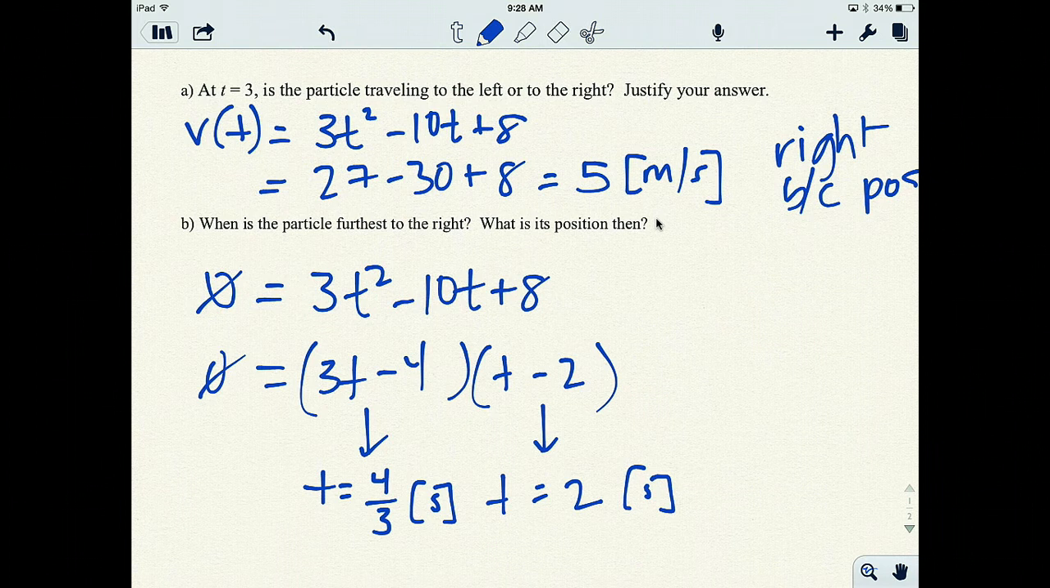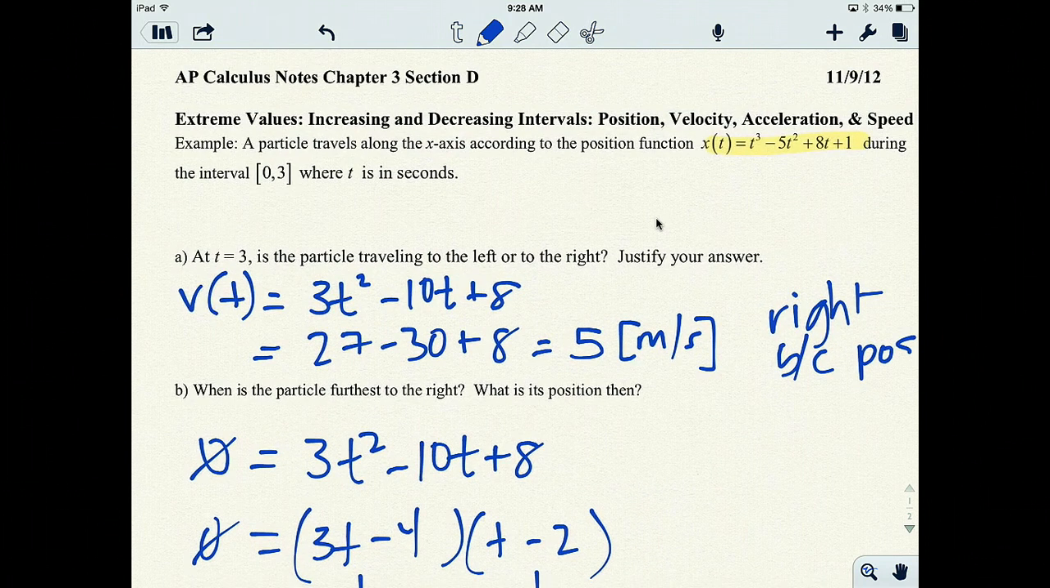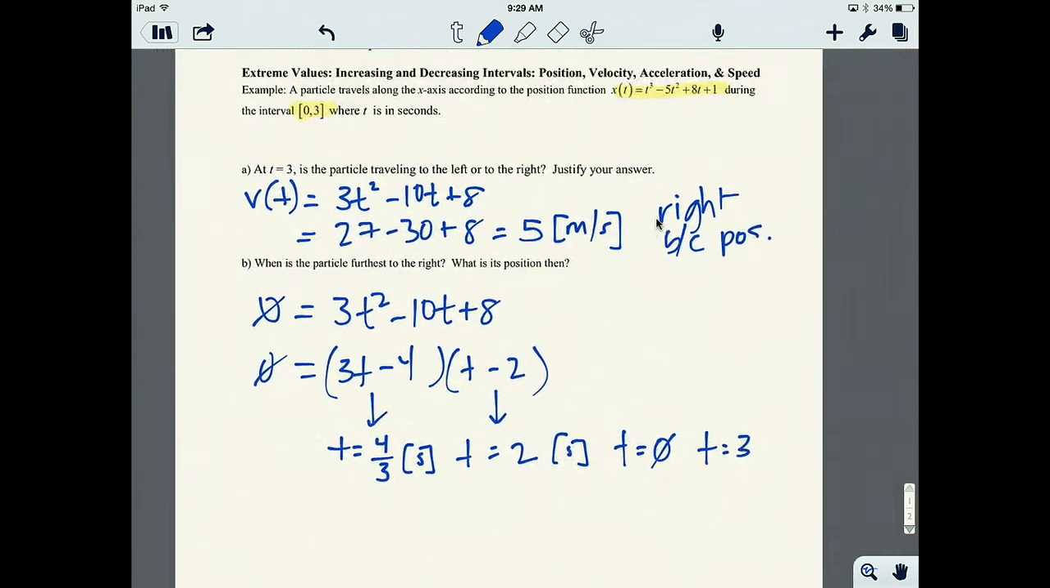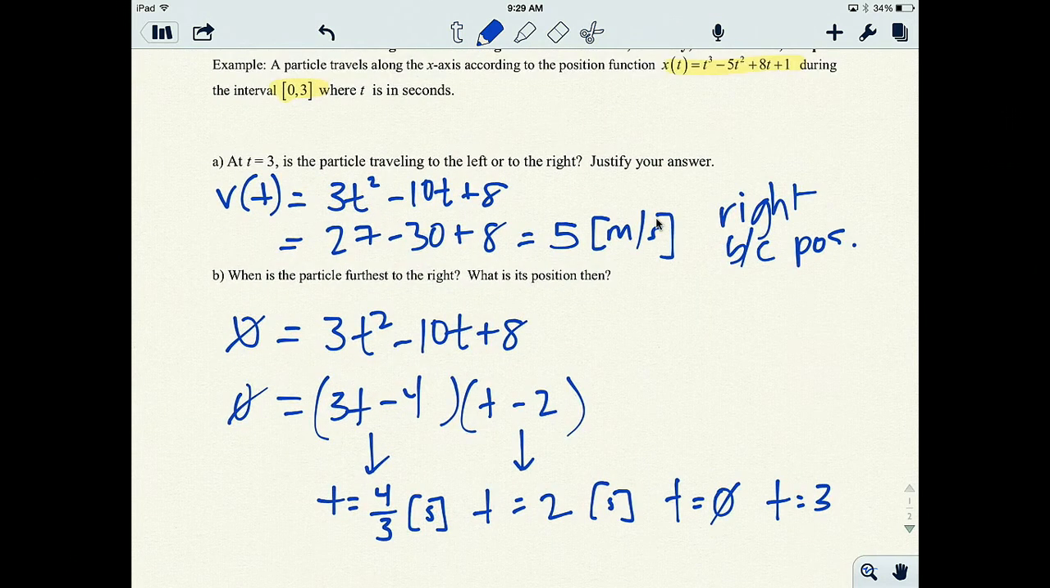So what I found is that the particle's furthest to the right has to occur at 4/3 or 2. Remember from the last lecture that it's not only at these 2 points where it could be the furthest right, but it could also be the endpoints. If I look at the original problem, they told me that the endpoints of this interval are 0 to 3. So the possible scenarios are 4/3, 2, 0, or 3. If I want to know where it's furthest to the right, I have to plug these into the original function.